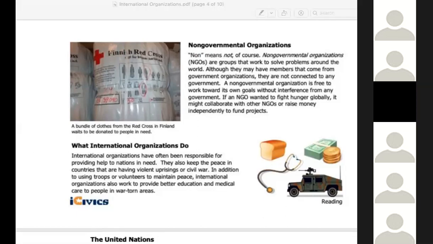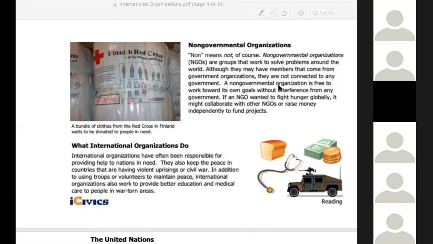Non means not, of course. Non-governmental organizations, NGOs, are groups that work to solve problems around the world. Although they may have members that come from government organizations, they are not connected to any government. A non-governmental organization is free to work toward its own goal without interference from any government. If an NGO wanted to fight hunger globally, it might cooperate with other NGOs or raise money independently to fund projects.